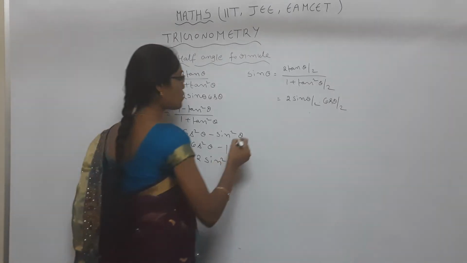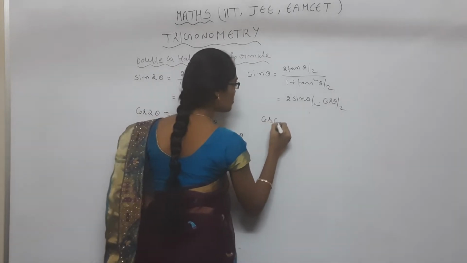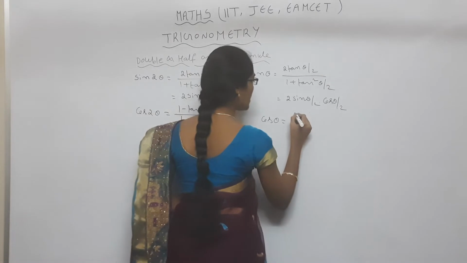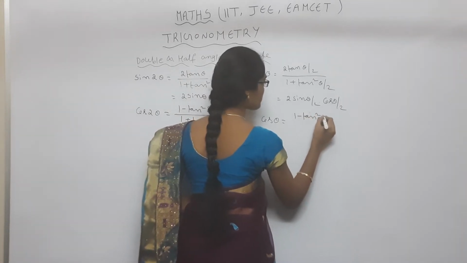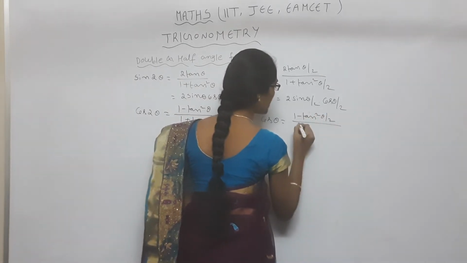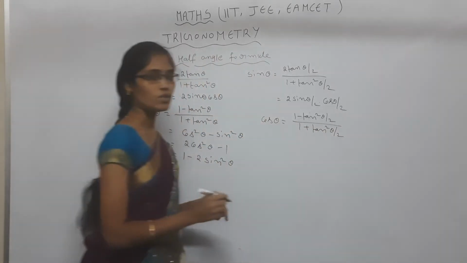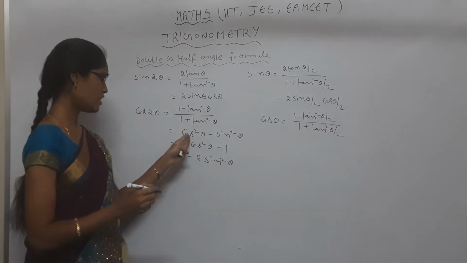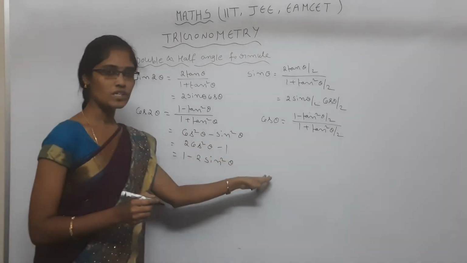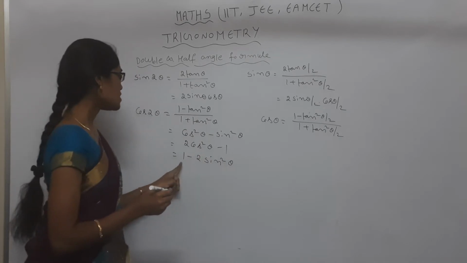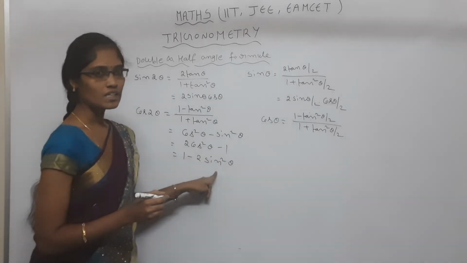Now what about the half angle? Cos theta is equal to 1 minus tan square theta by 2 by 1 plus tan square theta by 2. Also cos square theta by 2 minus sin square theta by 2, which is also 2 cos square theta by 2 minus 1, or 1 minus 2 sin square theta by 2.